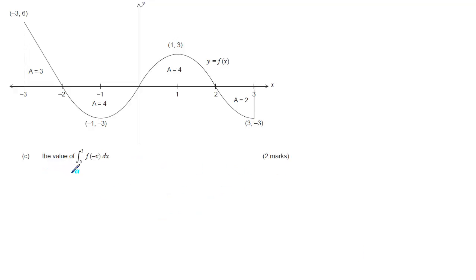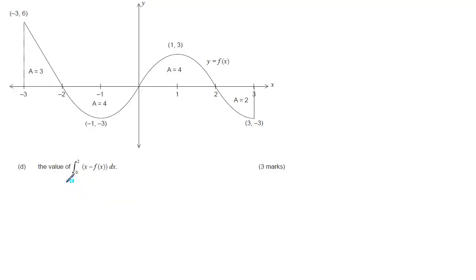We now want the value of the integral from 0 to 3 of f of -x dx. This transformation here, f of -x, is a reflection in the y-axis. So actually this is the same as doing the integral from -3 to 0 of f of x dx. And that's going to be 3 take away 4, which is -1.